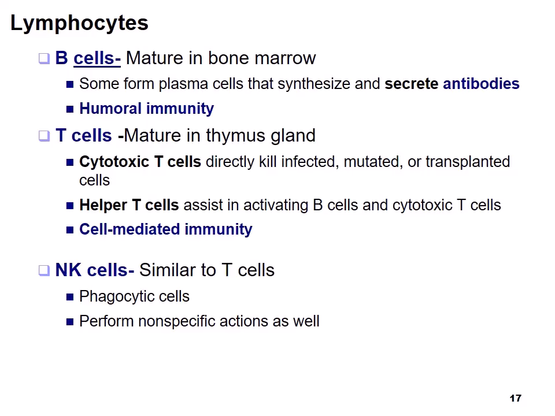So again, with lymphocytes, B cells mature in the bone marrow, and some of these form plasma cells that are going to produce antibodies, and this is part of humoral immunity. And then you've got T cells or T lymphocytes, and those mature in the thymus gland. Are you seeing a pattern? B cells, bone marrow, T cells, thymus.